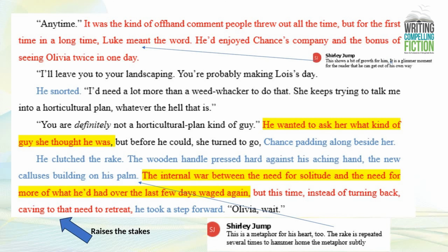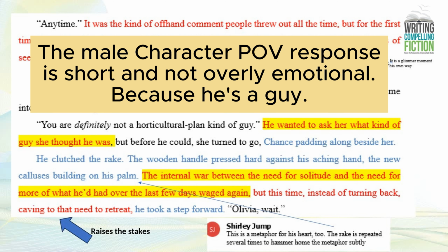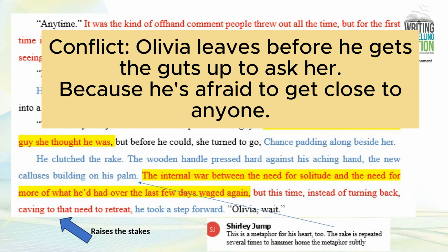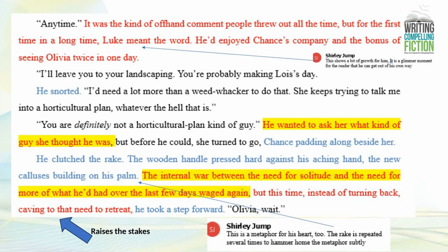This is him responding in his head to what she said. Like she said, "You're not a horticultural plant kind of guy." And he wants to know, well, what kind of guy do you think I am? But he doesn't ask her because she leaves. She turned to go. That should be yellow too, because that's conflict. Chance goes along with her. And again, this is all showing.